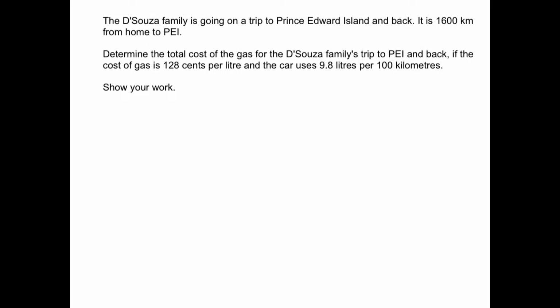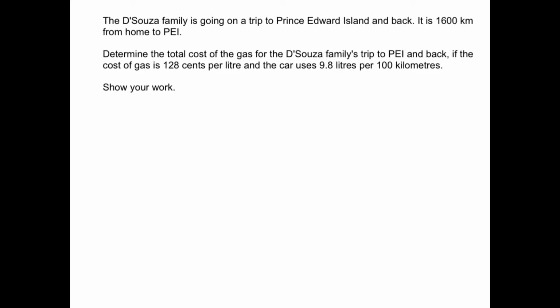The D'Souza family is going on a trip to Prince Edward Island and back. It is 1,600 kilometers from home to PEI. Determine the total cost of the gas for the D'Souza family's trip to PEI and back if the cost of gas is 128 cents per liter and the car uses 9.8 liters per 100 kilometers. Show your work. So let's begin by underlining some important information that we're told in this question.